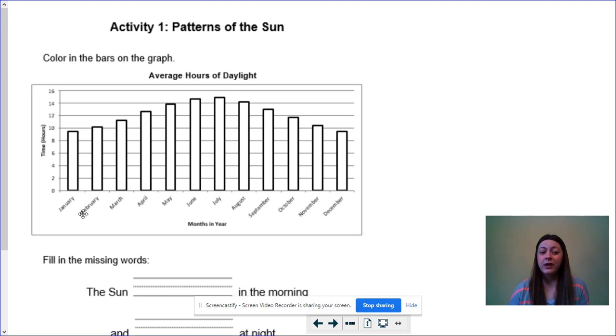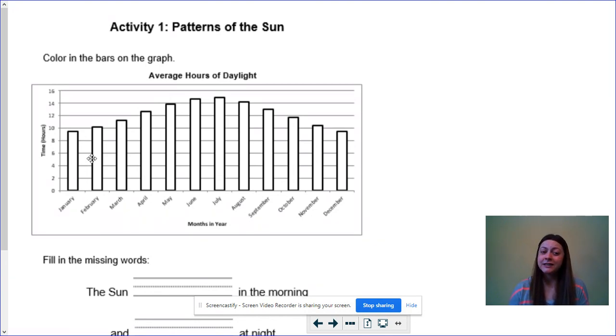On the bottom, we have the months of the year. January, February, March, April, that's the month we're in right now, May, June, July, August, September, October, November, and December. On the side, this says time in hours. And so you're going to notice that in the month of January, the average amount of sunlight we get is a little over 9 hours.